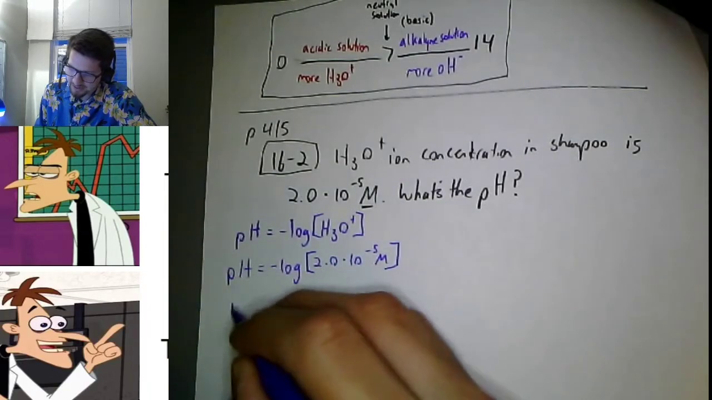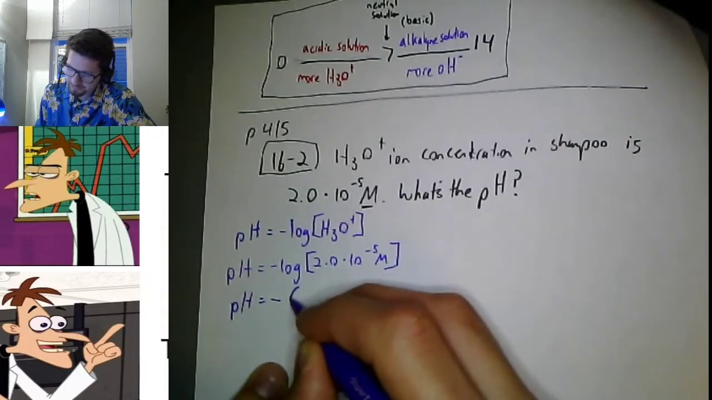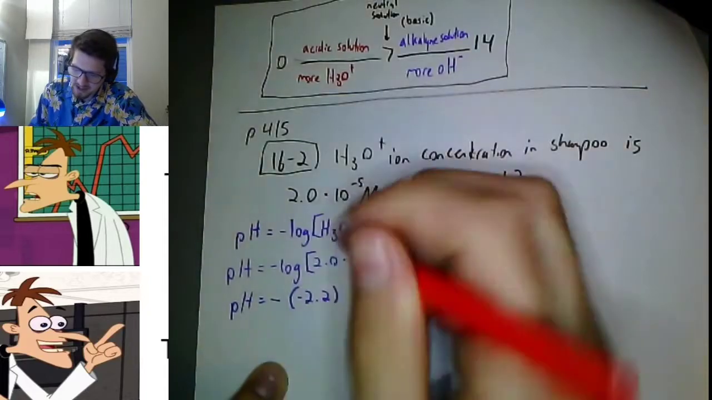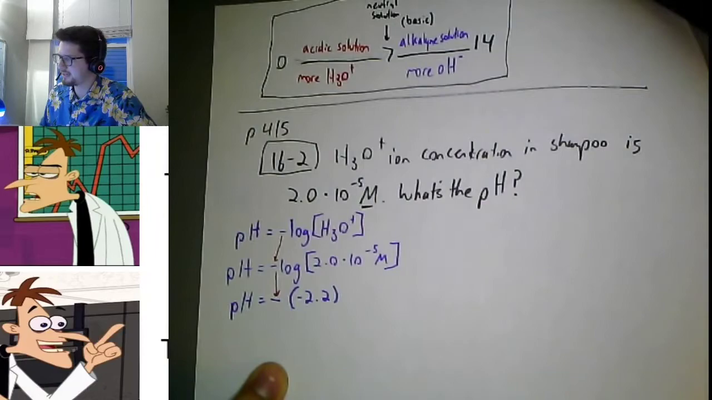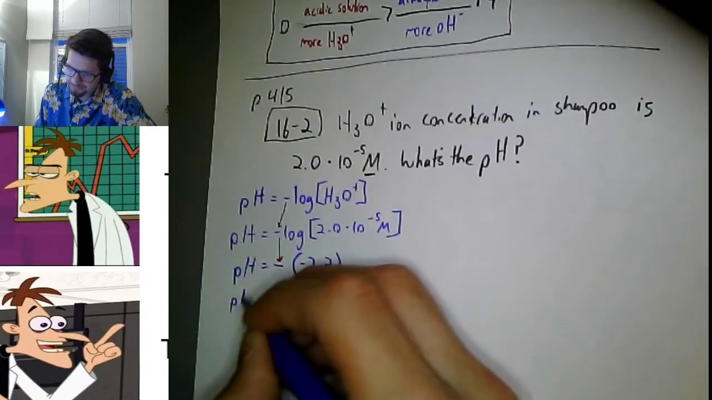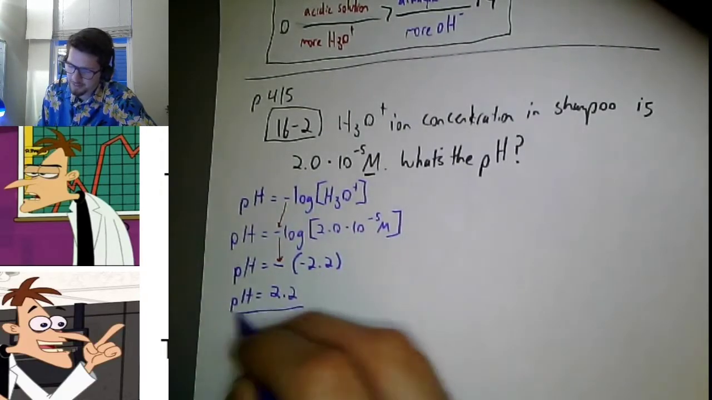This actually ends up giving you negative 2.2. Now remember what I said? I'm not even going to deal with this negative until the very end. And I recommend you do the same. So then you have negative 2.2. So your answer ends up being positive 2.2.